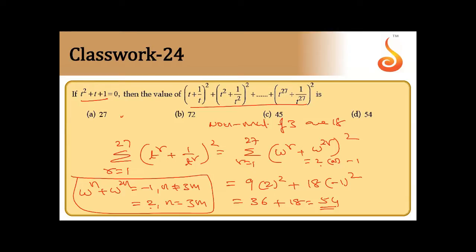So look here. Here t is omega, so 1 by t is 1 by omega, that becomes omega square. So omega power r plus omega power 2r whole power 2. This entire value can be 2 or minus 1. When r is a multiple of 3, it becomes 2. If r is not a multiple of 3, then it becomes minus 1. Option D is the right answer. It's a very good question.